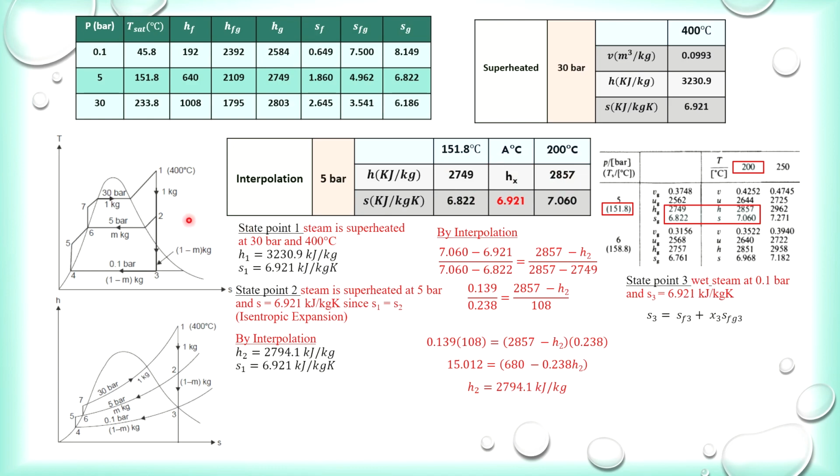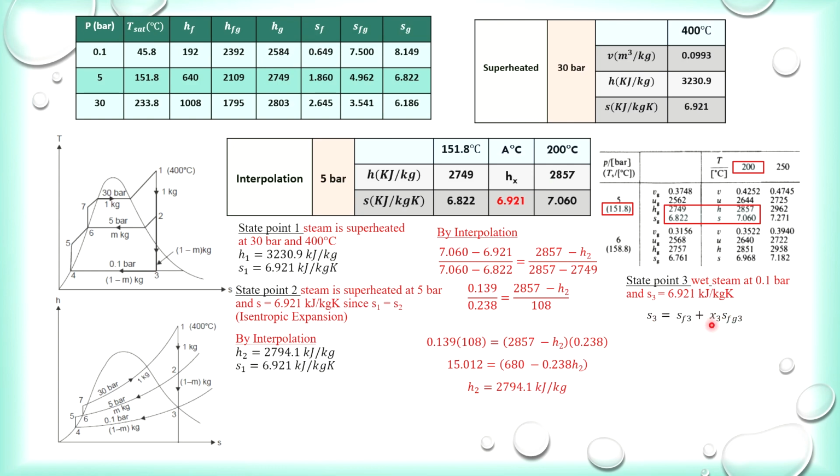Then we move to state point 3. As from the diagram, you can see that state point 3 is actually lying inside the saturation dome. So we can say that state point 3 is in the wet condition, that means a mixture of liquid and vapor. We usually call it wet steam or wet vapor, which is at this pressure here, 0.1 bar, with the entropy of 6.921, which is equal to S2 as well as S1. So since we know that state point 3 is a wet vapor, we can find out the dryness fraction by applying this formula here.